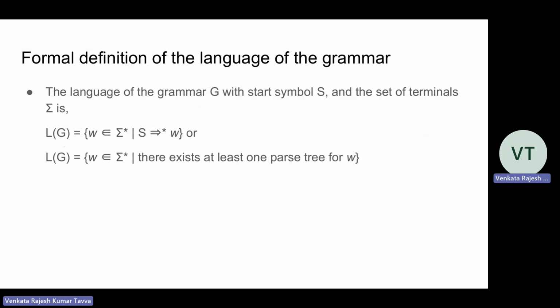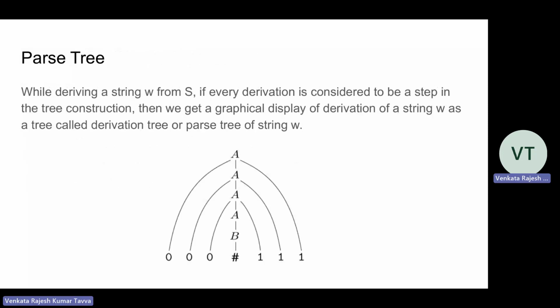Another way of putting it is that the language of G is all W belonging to sigma star such that there exists at least one parse tree for W. This is another way of saying that W can be derived using grammar G. In the previous case, we have a parse tree for the string 000#111. Now, how did we get this parse tree? It's because we are able to apply the rules according to the grammar G1. Otherwise, we can't get this parse tree.